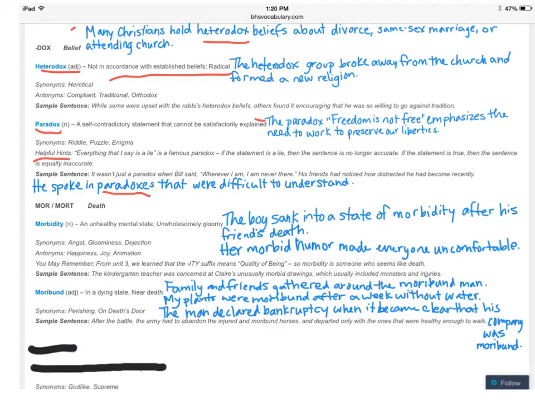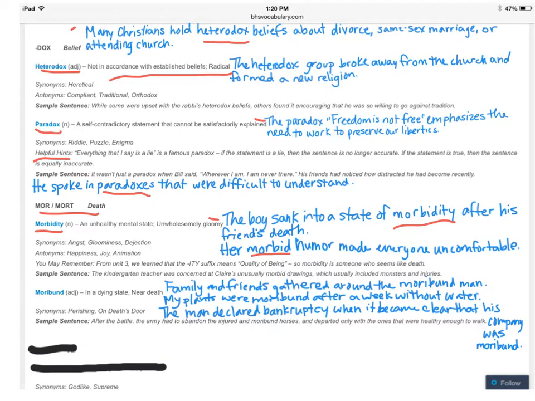Your next root is mor or mort, which means death. And your first word is morbidity, which is an unhealthy mental state or unwholesome gloominess. And two examples. The boy sank into a state of morbidity after his friend's death. And then your second one, her morbid humor made everyone uncomfortable.